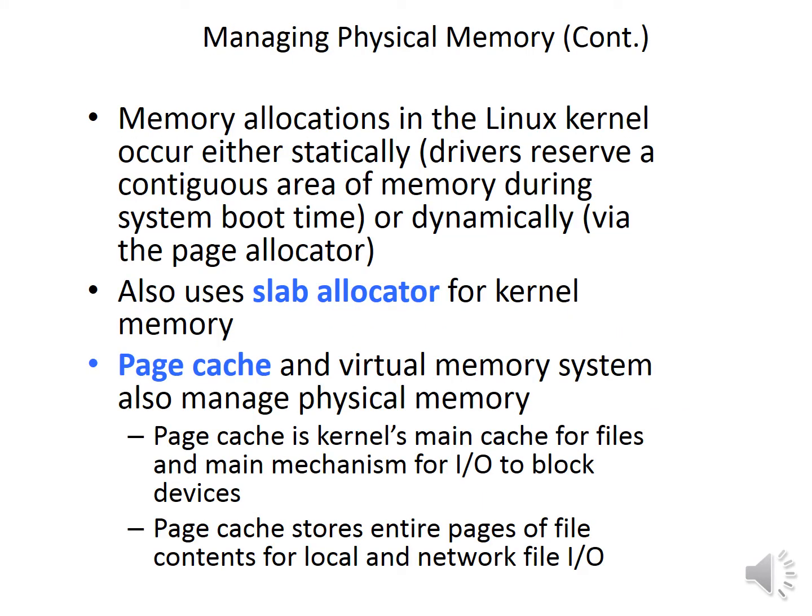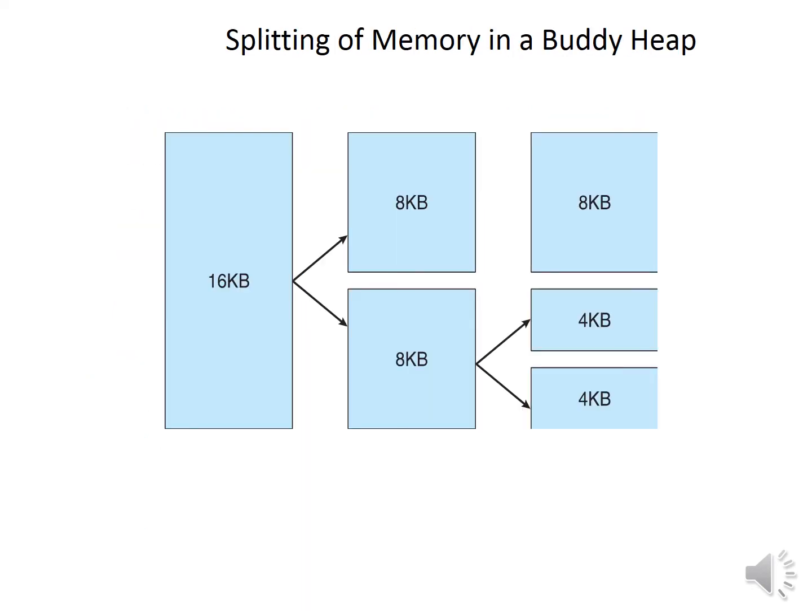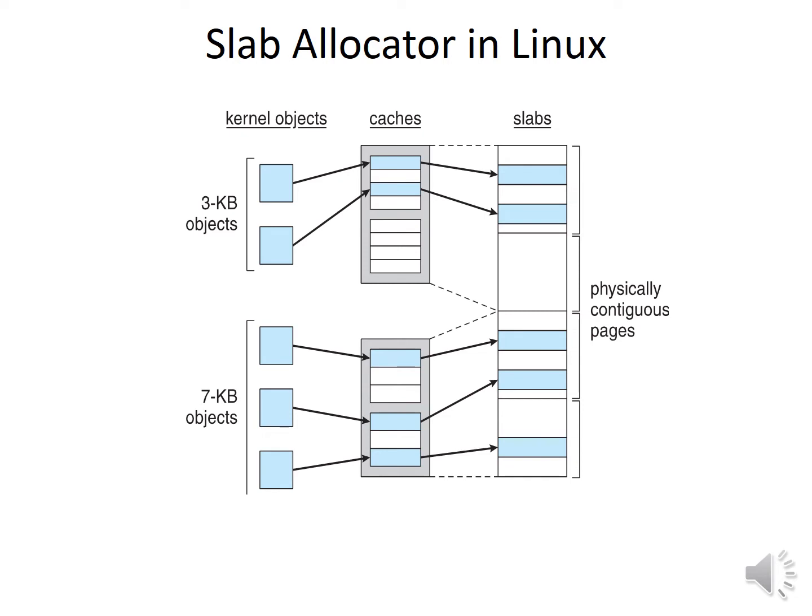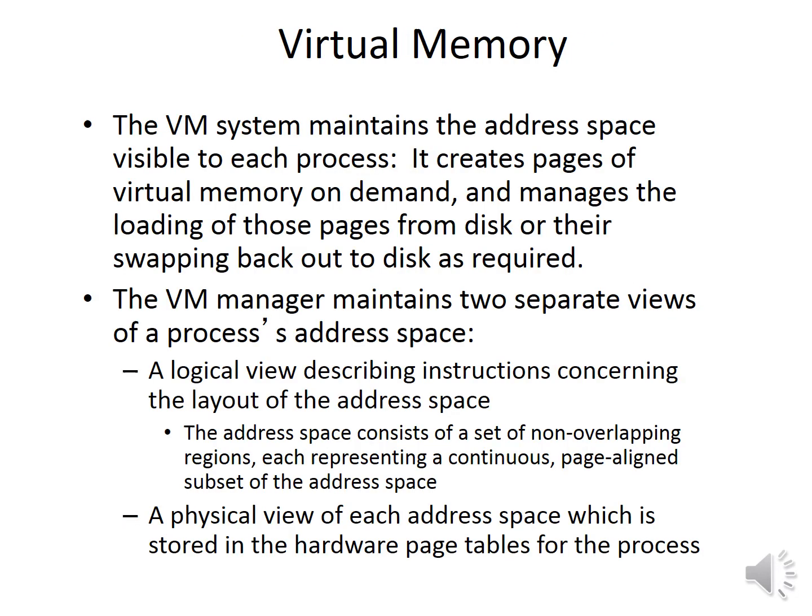Memory allocation in Linux occurs either statically or dynamically. It uses a slab allocator for kernel memory. The page cache is the virtual memory and also manages physical memory. Splitting of memory in a buddy heap: a 16 KB region is divided into two 8 KB regions, an 8 KB region into 4 KB, and so on. The slab allocator in Linux has kernel object caches along with the slab. A slab is made of physically contiguous pages. The kernel objects are, for example, 3 KB objects and 7 KB objects. Intermediately, there are caches that are mapped onto the slab allocator.